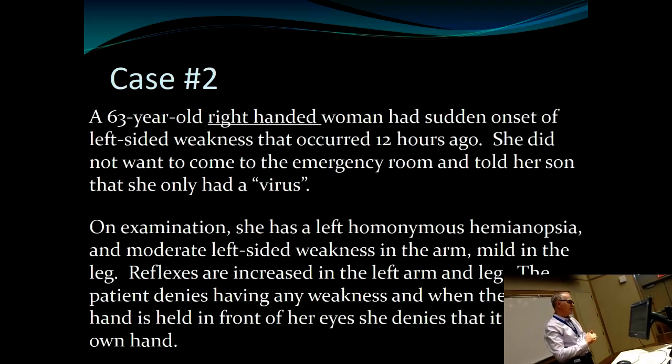Reflexes are increased in the left arm and leg, and the patient denies having any weakness. And when the left hand is held in front of her eyes, she denies that it is her own hand. And that's kind of a strange thing. Okay, so any thoughts on this one? What might be going on?